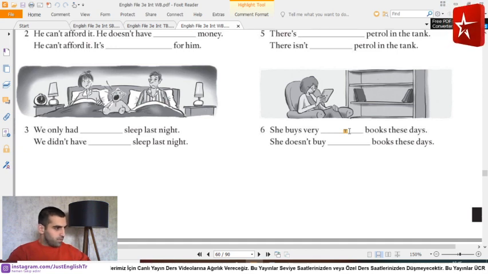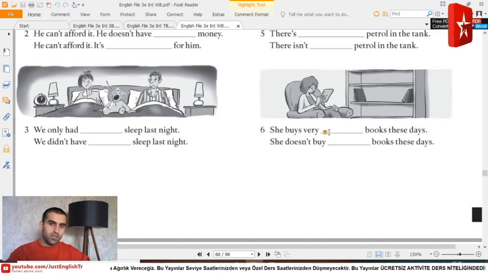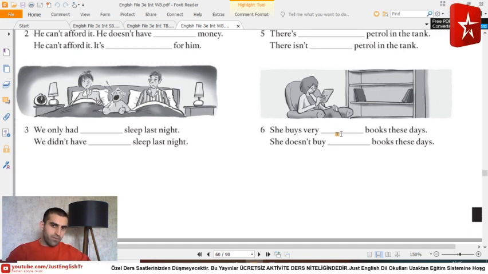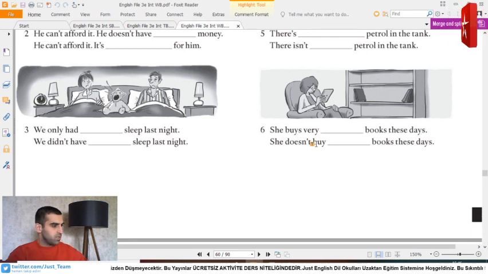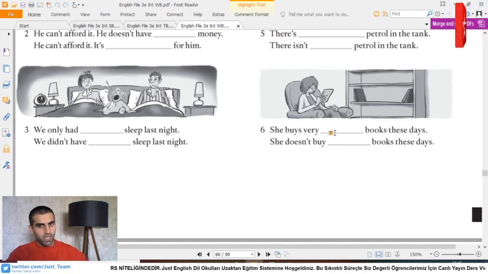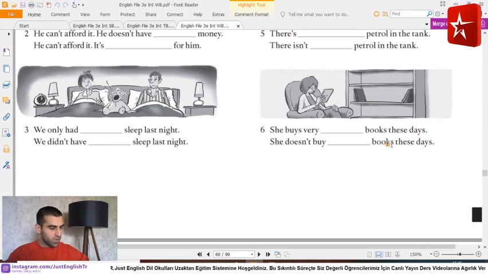Let me check your answers. Hussein says very few. Yes, few is the correct answer. Hussein, Irina, Melis, not a lot of. Okay, just few. She buys very few books these days. She doesn't buy, and this is a negative sentence. What should I use in this sentence? Number 6. She doesn't buy many books these days, and she doesn't buy any books these days. Many and any are correct words. We can use them here. She buys very few books these days, and she doesn't buy many books or any books these days.